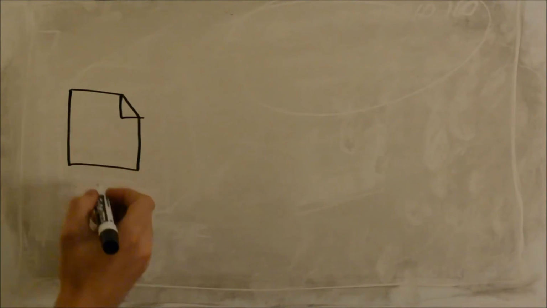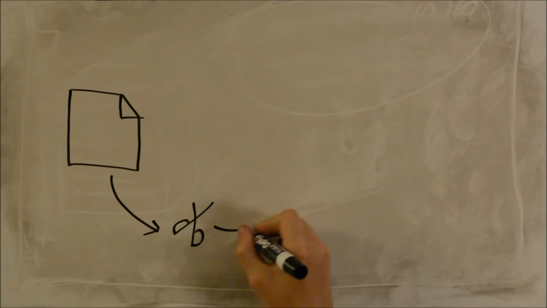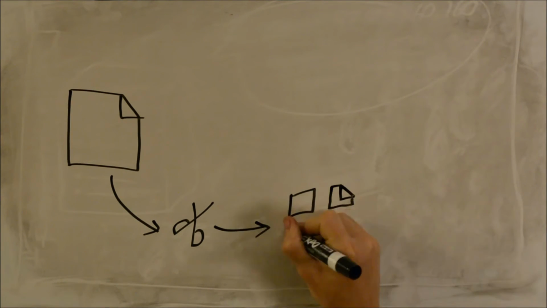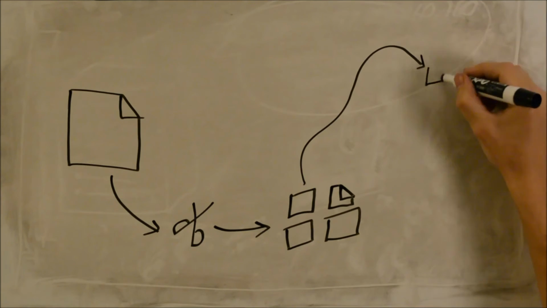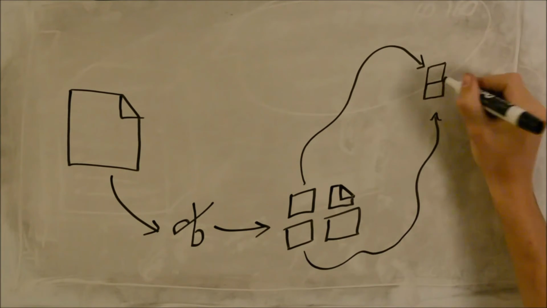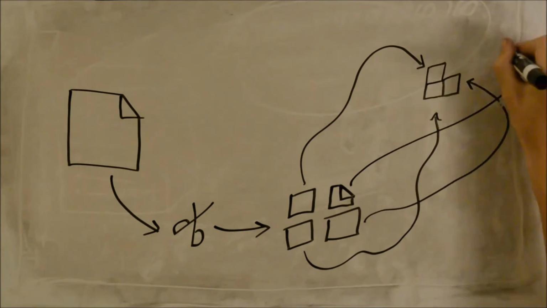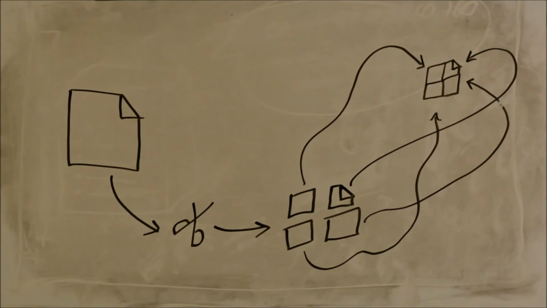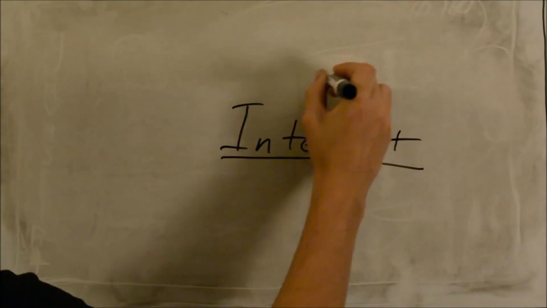If larger files need to be transferred from computer to computer, they use something called packet switching. This is when files are broken down into smaller bits, and then these bits, or packets, are transferred, and then finally reassembled at the destination. So there you have it. That's how the internet works.